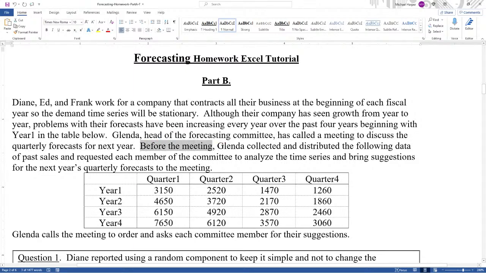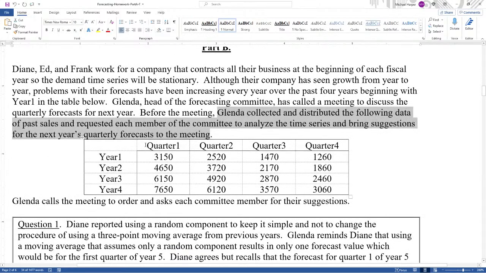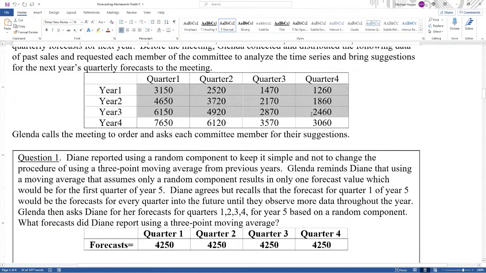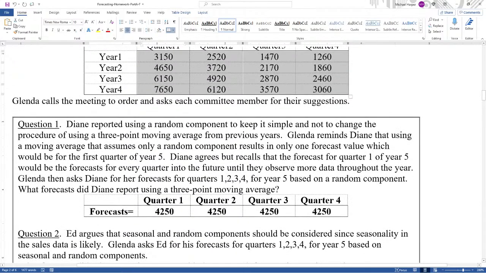Before the meeting, Glinda collected and distributed the following data of past sales and requested each member of the committee to analyze a time series and bring suggestions for the next year's quarterly season forecast to the meeting. Now, these numbers may not be the same as your numbers, but the process is the same. So let's solve this problem. Question 1.